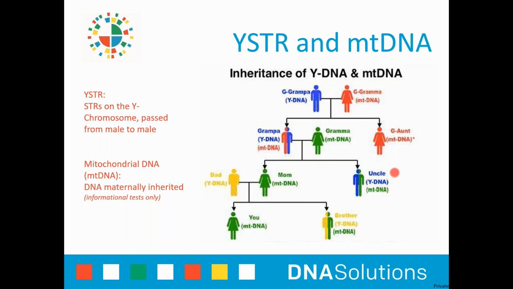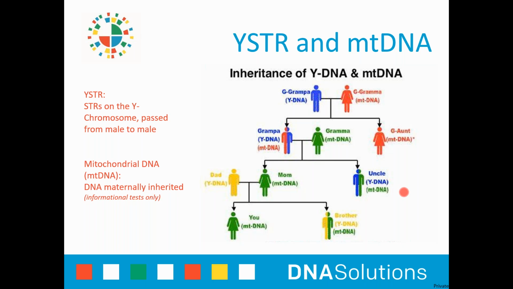I will note that they can only be used on their own to exclude someone as a relative. The reason for this is that lots of people share the same Y profile. Even in this example, you can see that there are people who share the same Y profile in the population. The Y profiles aren't unique. A lot of people share them. Same with mitochondrial profiles.